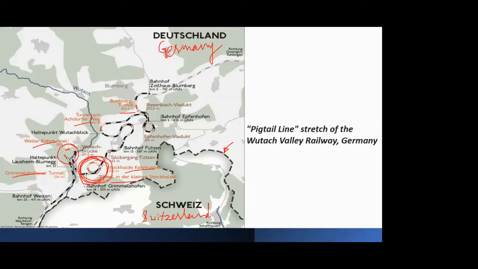So this alignment is known as a pigtail line. Pigtail, because a pig's tail is sort of like this. Similar to that, the railway alignment at some location looks like a pigtail. That's why it is called a pigtail line, and it is from the Wutach Valley Railway in Germany. In that section, you can mainly find this spiral kind of tunnel.